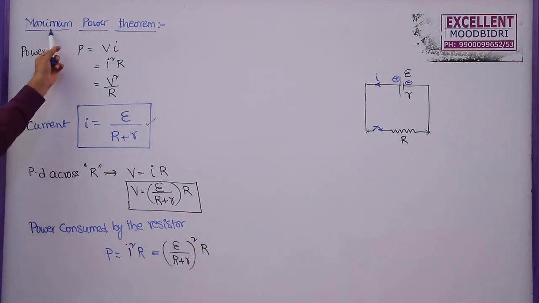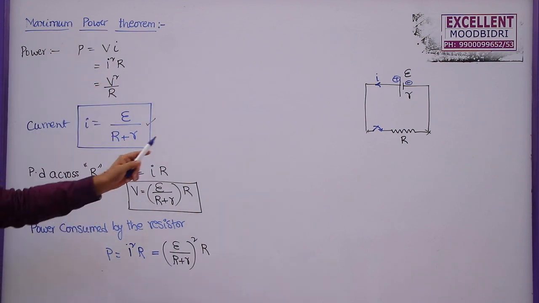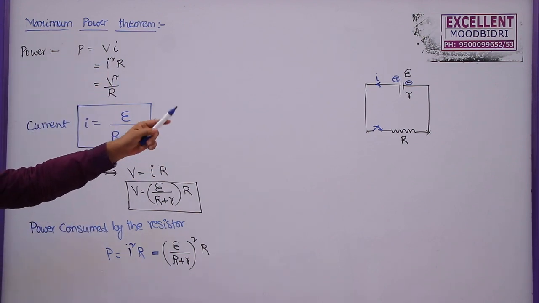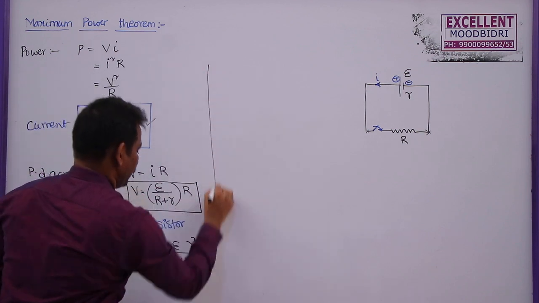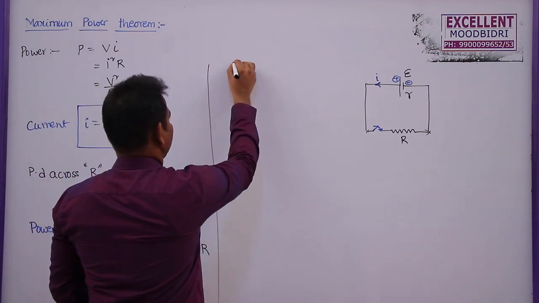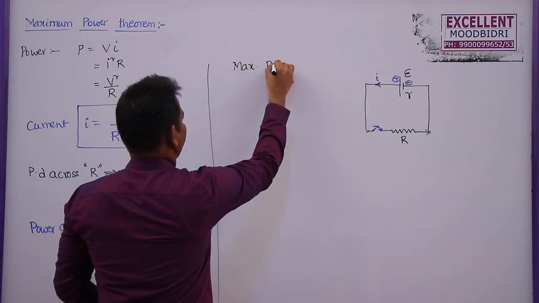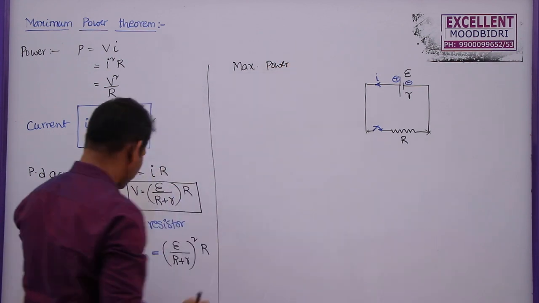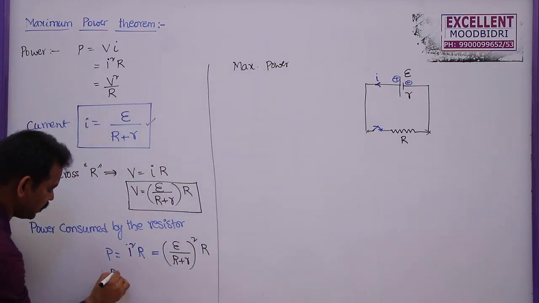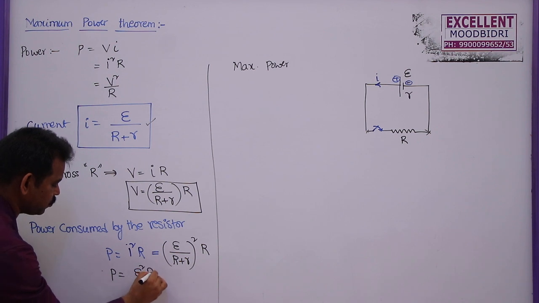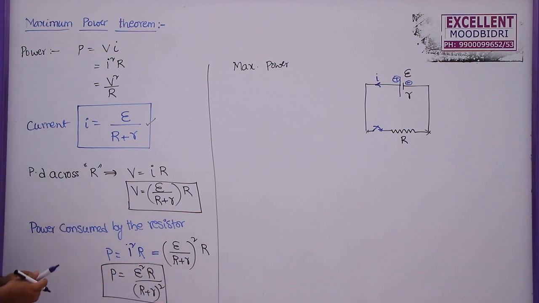But this is about the maximum power theorem. So, when will the power consumed by the resistor be maximum? We are going to find out the maximum power here. For maximum power, the actual power formula is P equals E square into R by (R plus small r) whole square. This is the power. When may this power be maximum?